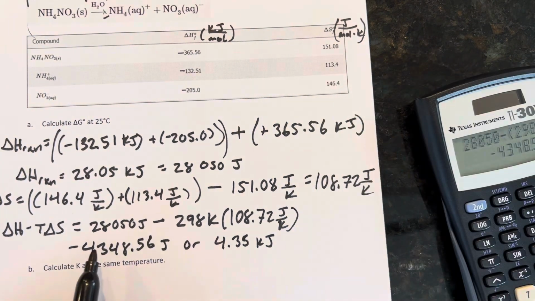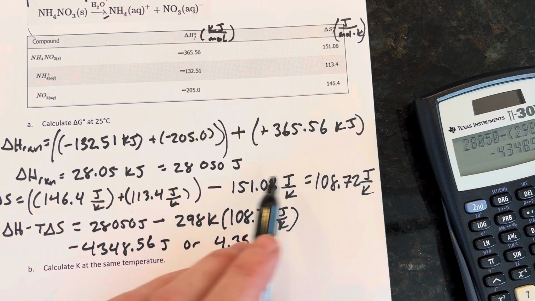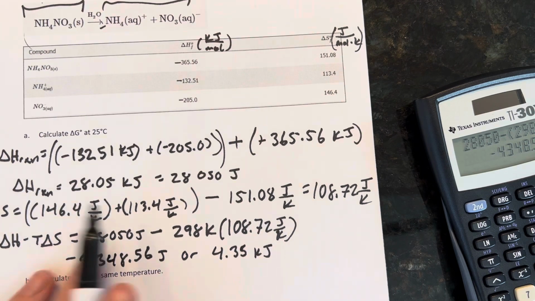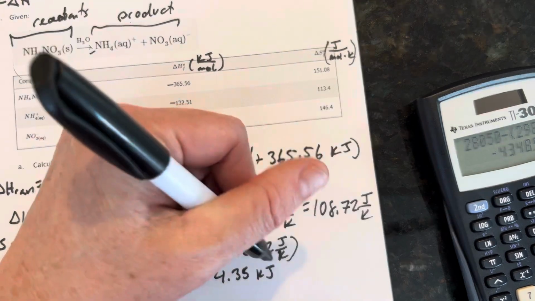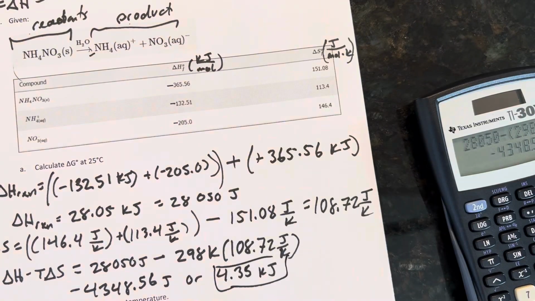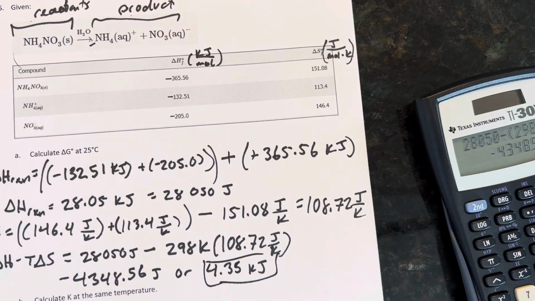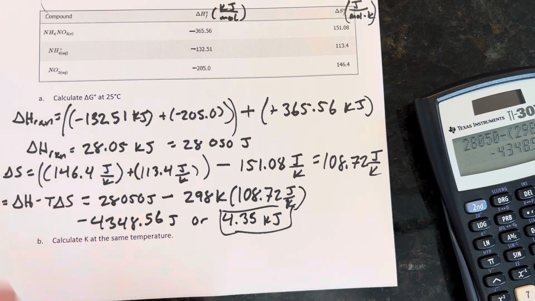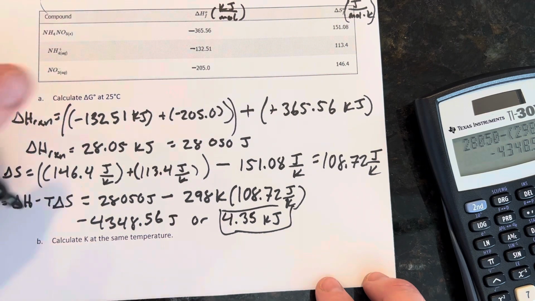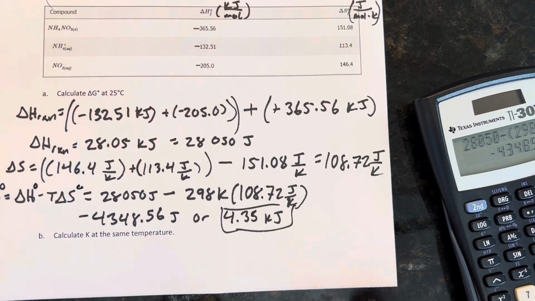Kilojoules. Actually, technically, I think this should have had something. Nope, I'm good with that. I was looking at sig figs, but that's good. All right, rad. Now it says calculate K at the same temperature. So we've calculated our delta G, not just any delta G, our standard delta G, because we use standard enthalpies for each of these.